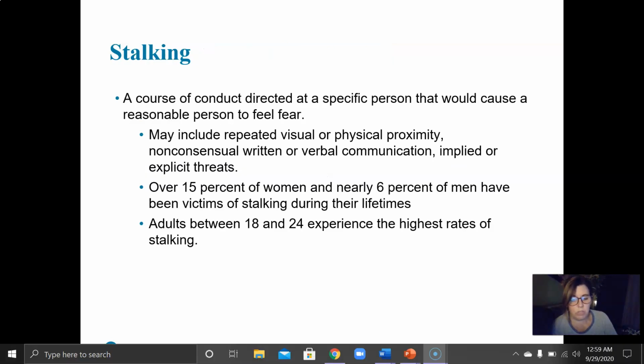Stalking is defined as a course of conduct directed at a specific person that would cause a reasonable person to feel fear. It may include repeated visual or physical proximity, someone just in your face all the time, non-consensual written or verbal communication, and implied or explicit threats. Stalking that occurs online is referred to as cyberstalking. College students are much more likely to be stalked than the general public, by about 200%.